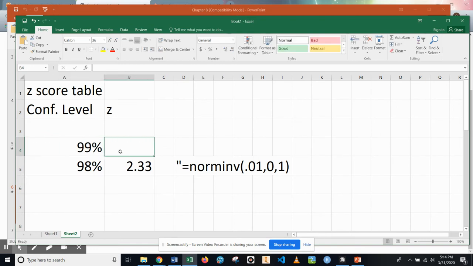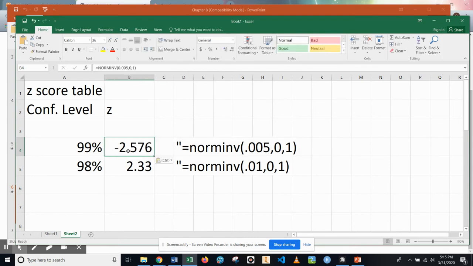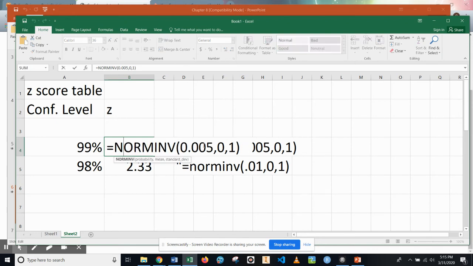So for 99%, I would do something like NORM.S.INV. Now I have 1% split between the two ends, so that means I have 0.5% on both sides. So if I do 0.005, comma, 0, comma, 1, that should give me the z-score of 2.58, I believe. Okay, it's going to be the positive one.